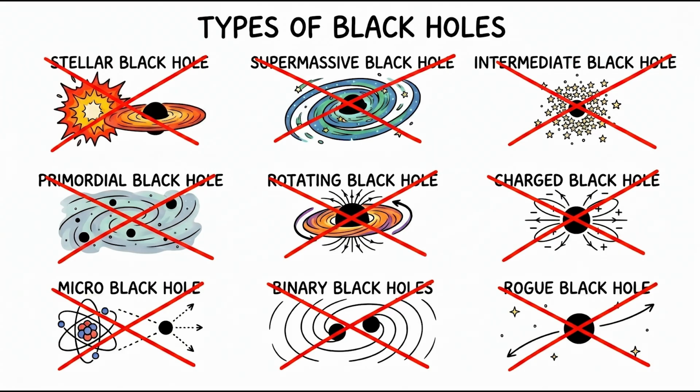So those are all the major types of black holes, from tiny theoretical ones, to galaxy-sized monsters, to invisible wanderers drifting through space. And somehow, we're still just getting started understanding them.